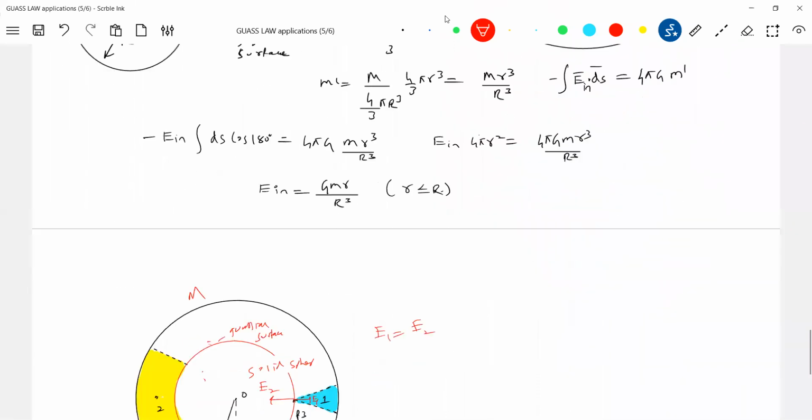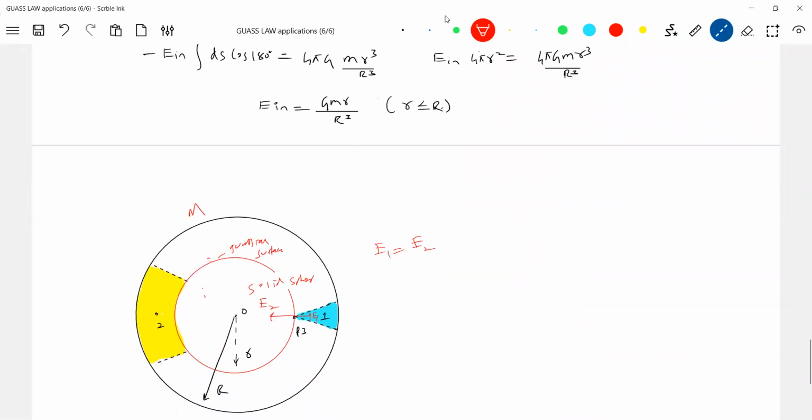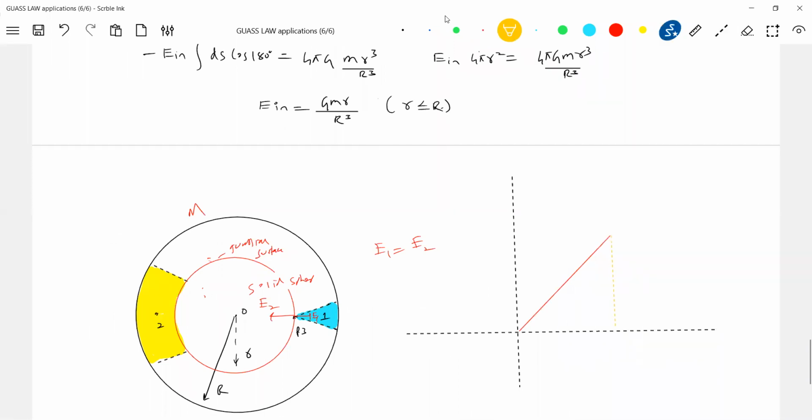Now if I plot the graph, I'm interested in the variation of the gravitational field. As I move inside, the field strength will increase. Then on the surface, it becomes maximum. Then outside, it is decreasing.